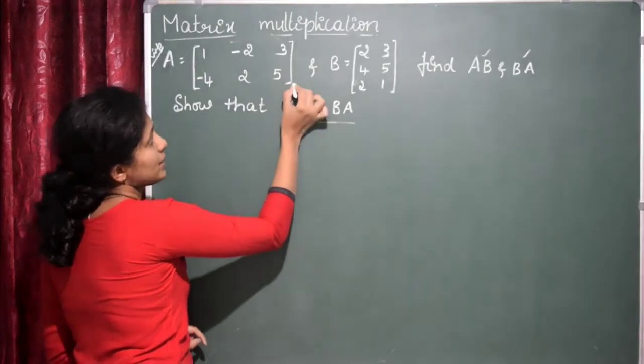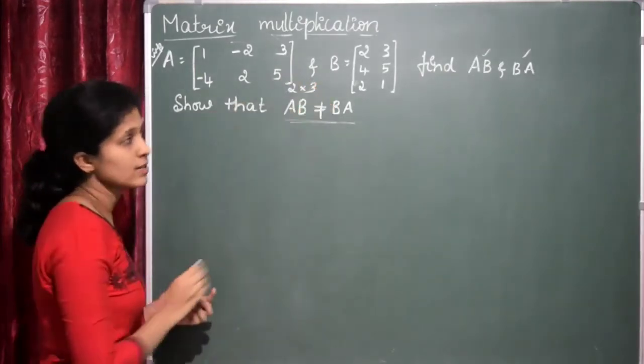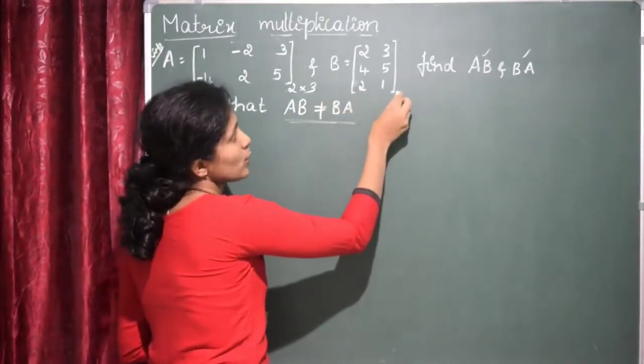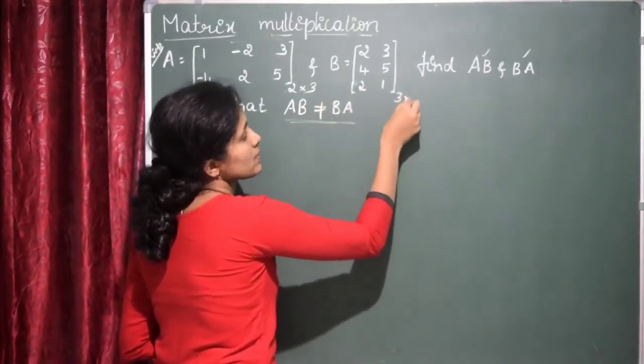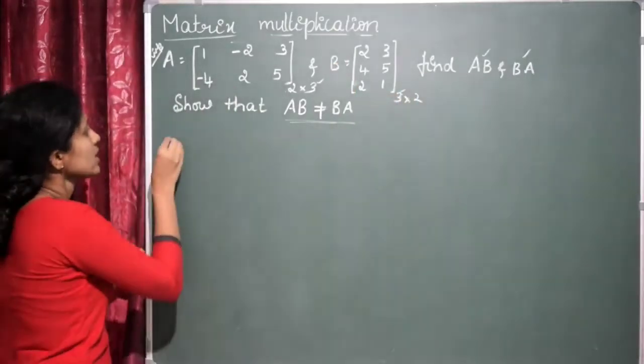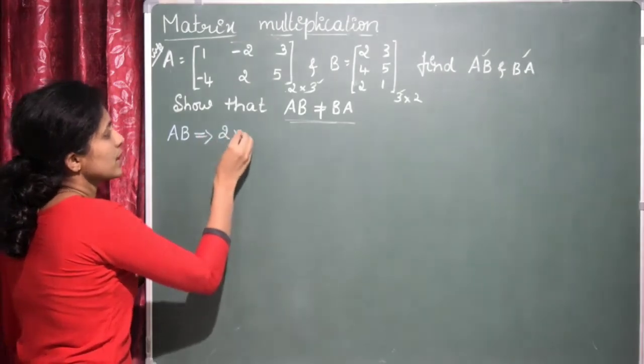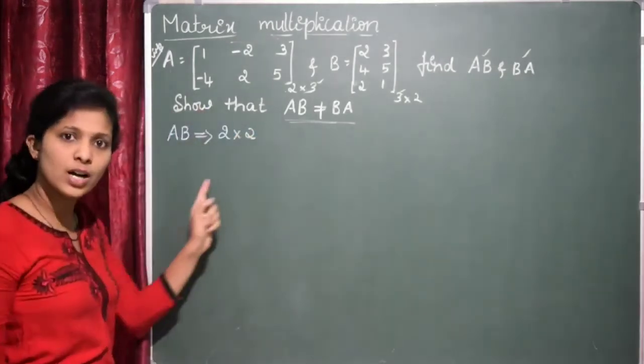What is the order of this matrix? Number of rows is 2 and number of columns is 3. Right? This matrix is of order 3 by 2: number of rows is 3 and number of columns is 2. So the 3 and 3 are equal. So after the multiplication, the matrix AB should be of order 2 by 2. Is it clear? The AB should be of order 2 by 2.